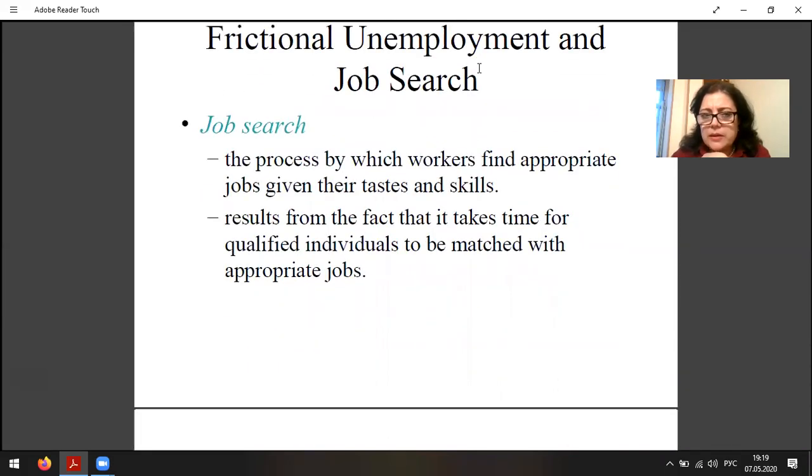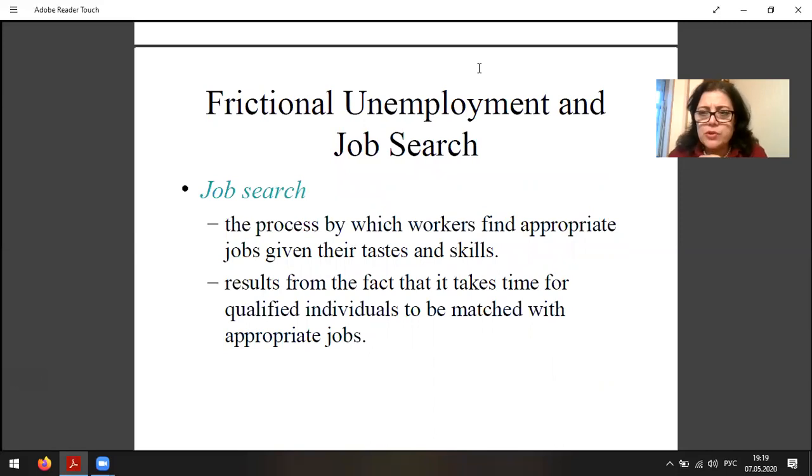So that's the problem that describes the process of job search. So what does it mean, the job search? The process by which the workers find appropriate jobs given their preferences, their professional skills, their education, qualification, tastes as minimum. And this process results from the fact that it takes time for qualified professional individuals to be matched with the appropriate jobs. So that's a specific process, and it takes time.